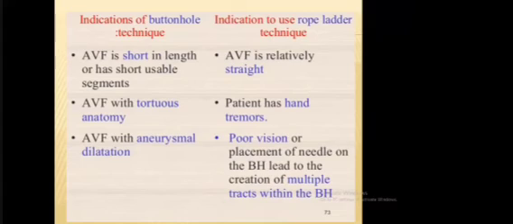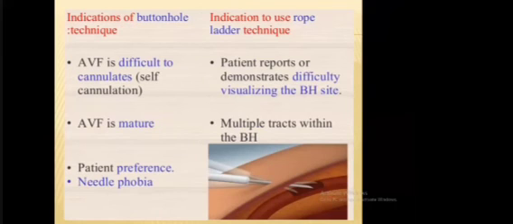These are the indications for the buttonhole and rope ladder techniques. For the buttonhole technique: the AVF is short in length with a short usable segment, tortuous anatomy, or an AVF with aneurysmal dilatation. For the rope ladder technique, you need an AVF with relatively straight vessels, and the patient has hand tremors and poor vision, and placement of the needle with a buttonhole technique leads to creation of multiple tracts within the buttonhole.